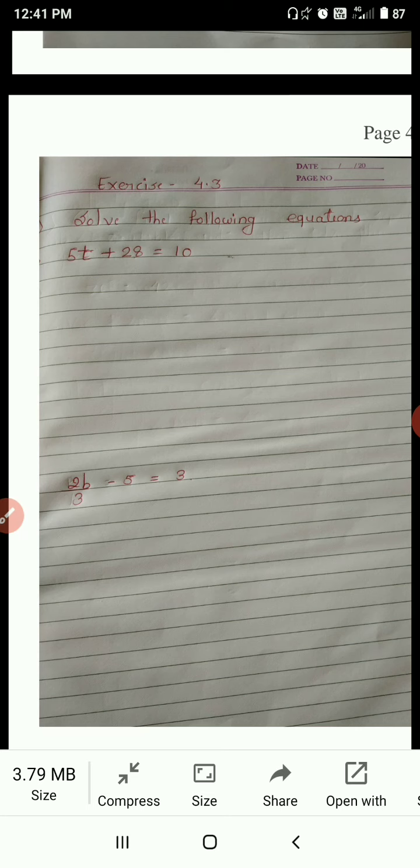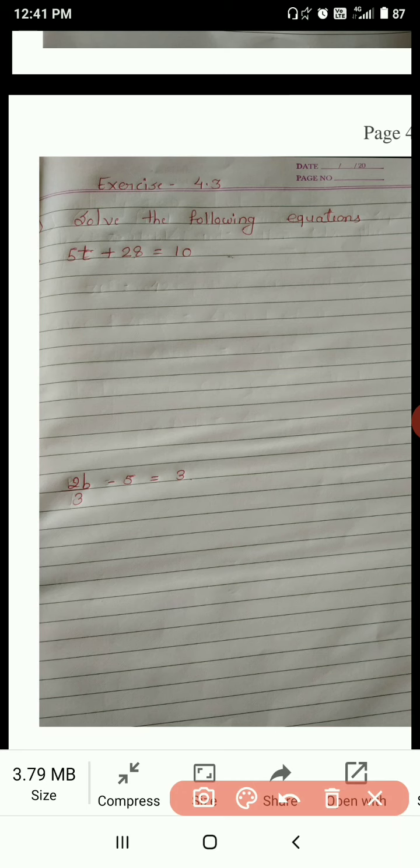So here we are using the transposing method. In exercise 4.3, we are using the transposition method. It's up to you which method you want to use in examination or in your fair copy also. Either you can use the step method, or you can directly use the transposition method. So now I am telling you how to use the transposition method. Okay. So the first question is given, 5t plus 28 equals 8.